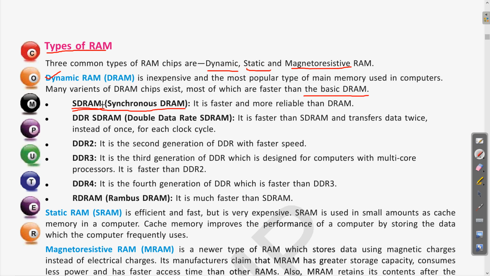Okay, so first is the synchronous dynamic RAM. Clear? SD stands for synchronous, and DRAM we have already covered that it is the dynamic RAM. So synchronous dynamic RAM is faster and more reliable than the DRAM. All of these variations will be more quicker and faster than the dynamic RAM. Reliable means we can rely upon, which we can trust. So synchronous dynamic RAM is faster and more reliable than the dynamic RAM.